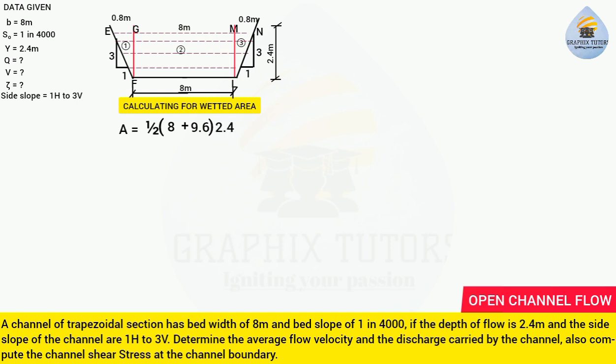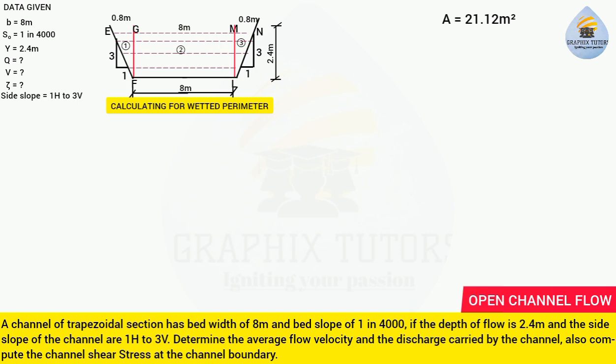So you add 8 plus 9.6, multiply by 2.4, then divide by 2. That gives us 21.12 square meters. So we successfully calculated the area to be 21.12 square meters. I'll write it out here, A equals this. Similarly, after calculating the area, we have to calculate the perimeter.